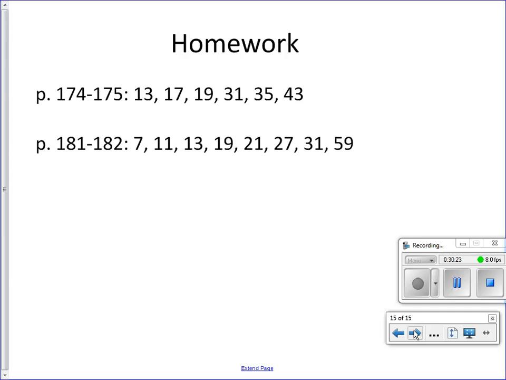Just remember, if you multiply or divide by a negative number, what do you do? Flip the inequality symbol. All right, thanks, and I'll see you in class.